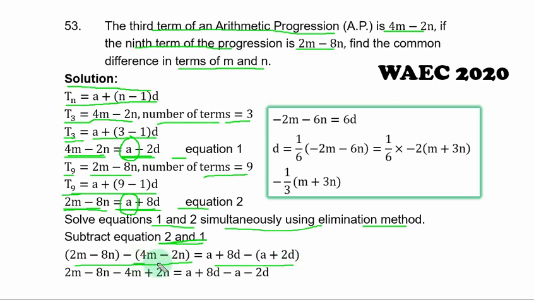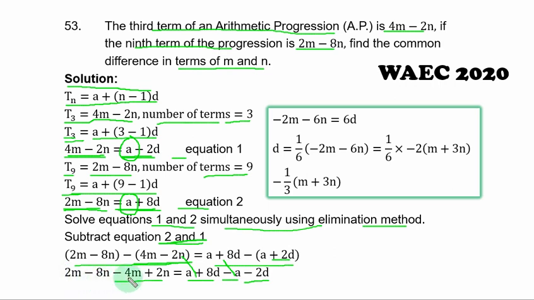You open this bracket using the minus sign. You have minus 4m plus 2n, because minus times minus is plus. You come here and do the same thing. You have a plus 8d minus a. Minus times plus 2d, you have minus 2d. From here, a minus a becomes 0. Here we have to add like terms.